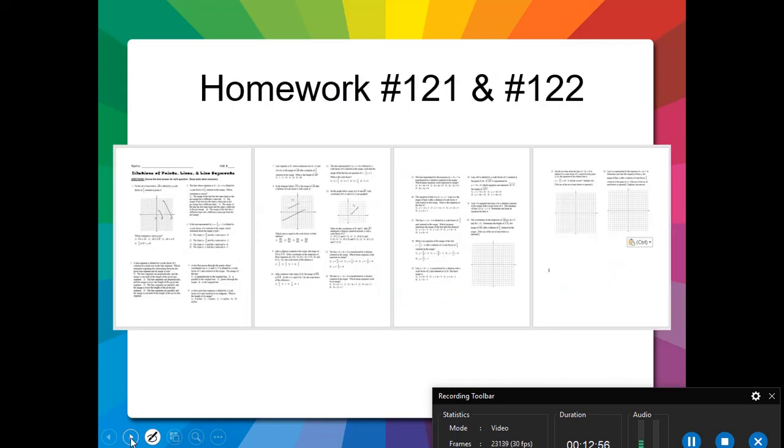This is tonight's homework, but the lesson itself isn't complete yet. So you can attempt as many of these problems as possible. When we complete the lesson tomorrow, we'll assign the rest of this packet, but I'm going to count this assignment as number 121 and number 122, and it's going to go in the grade book twice.